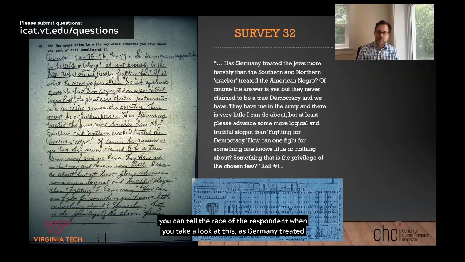Has Germany treated the Jews more harshly than the Southern and Northern cracker treated the American Negro? Of course, the answer is yes, but they never claimed to be a true democracy, and we have. They have me in the Army, and there is very little I can do about it. But at least please advance some more logical and truthful slogan than fighting for democracy. How can one fight for something one knows little or nothing about? Something that is the privilege of the chosen few.